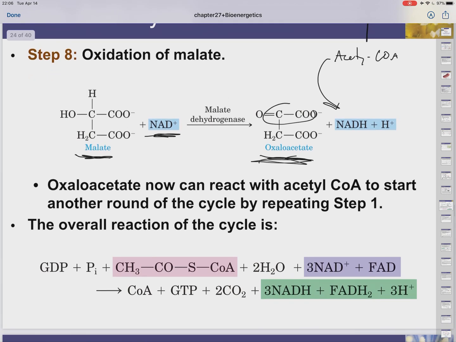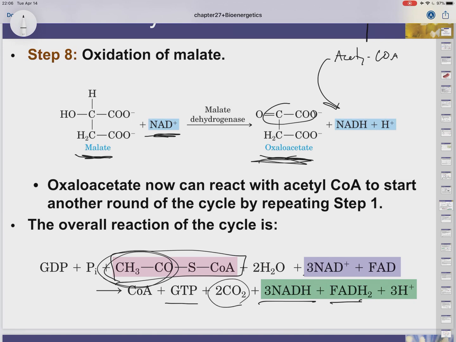And that's shown here. For every turn of this wheel, for every acetyl group, 3 NADHs, an FADH2, and a GTP. And we breathe out 2 CO2s. So that's the big picture with carbon dioxide, with the citric acid cycle.